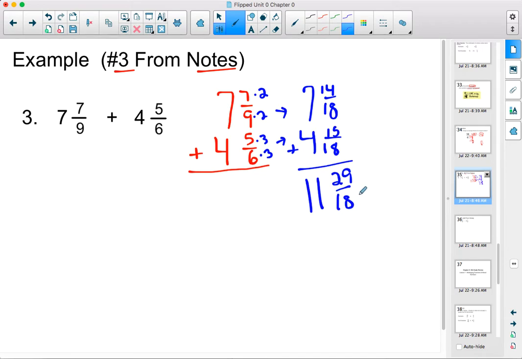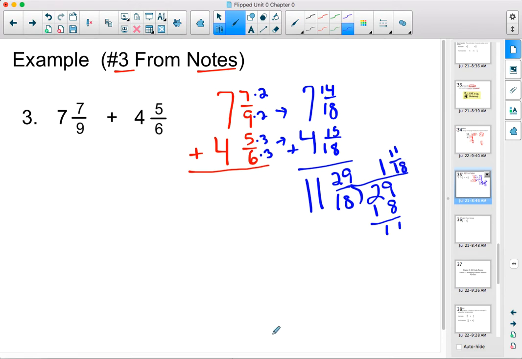Okay, again, we kind of warned you about this in the last part. We could end up with some improper fractions here. So when we do that, we want to set up a quick division problem. See how many times 18 goes into 29? It goes in once. 1 times 18 is 18, and we get a remainder of 11. So that 11 becomes my numerator. There's 11 of those 18ths left over.